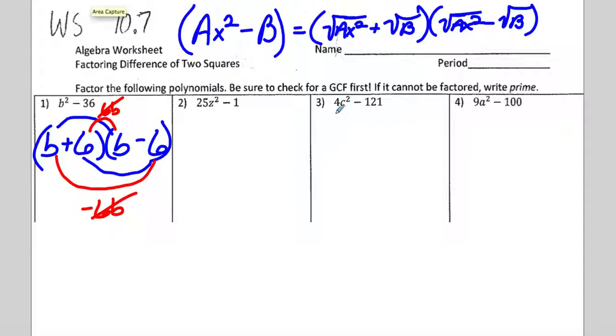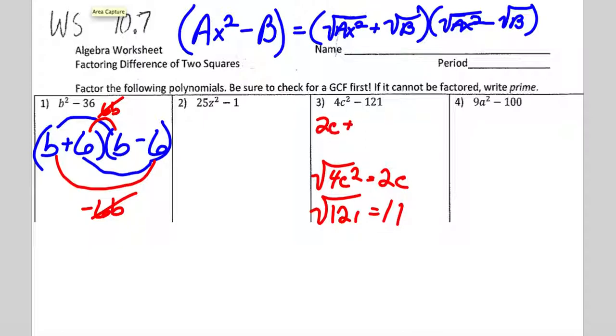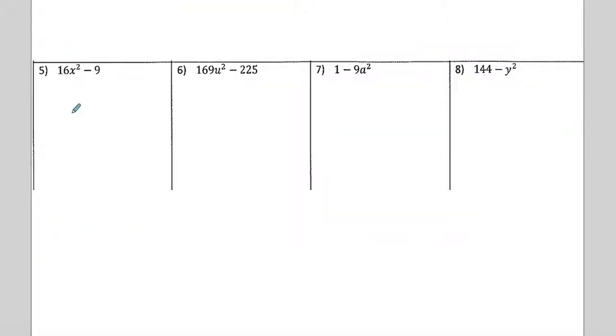Two terms being subtracted. Square root of 4 is 2. Square root of c squared is c. Square root of 121 is 11. So 2c plus 11, 2c minus 11. Give it a hug. Boom. Let's keep rolling with this.